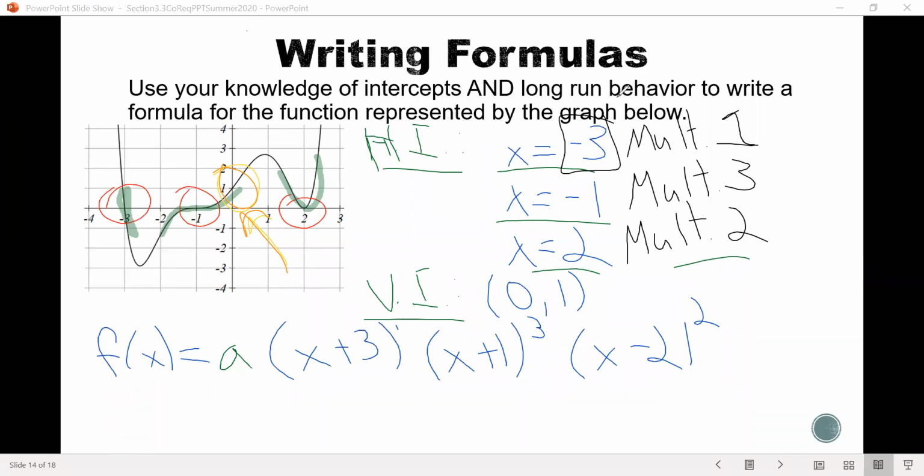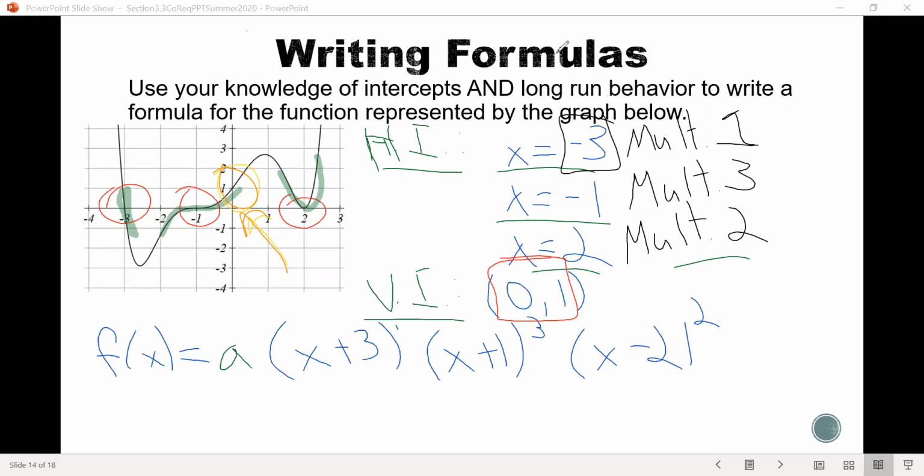But it could be something different, and so we have to find what it is. So I'm going to call that a. And then to find the value of a, we use a different point other than the horizontal intercepts. In this case, since we identified our vertical intercept, we can use that one. Now, you won't always be able to use the vertical intercept. It might be hard to identify or find it. But I would say that's often going to be your most useful point.